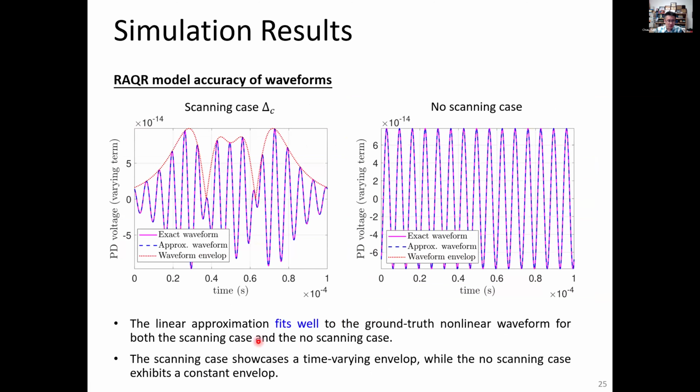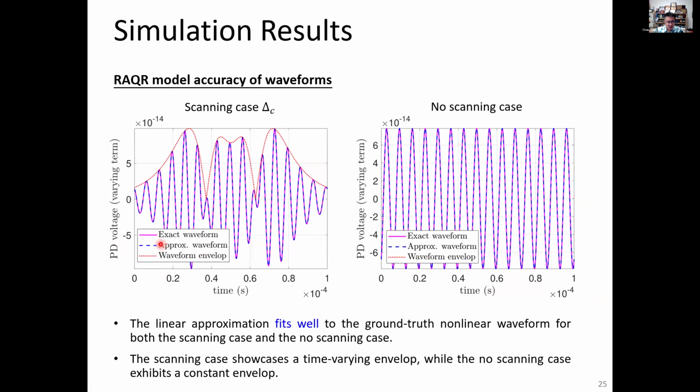So this is how it looks. Over here you can see the purple line is the exact waveform, and the blue dotted one is the one that we approximate. We can see they are quite well aligned for both cases, which means that our expression that you saw just now is quite aligned with the exact case. There's some small error which I'll show you next.